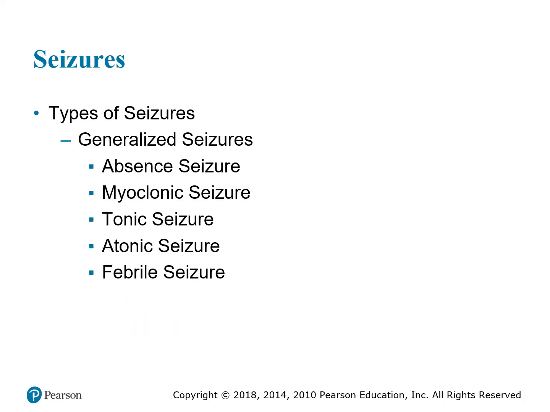Here I have a bulleted list of other types of generalized seizures. I'm not going to go into too much detail about each. I think you should review all of these for the possible final or NREMT exam. The only ones I'll really highlight are maybe the absence seizure, which is also known as a petit mal seizure, and it's most common in kids.